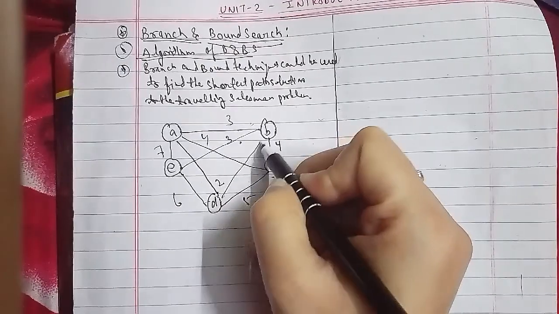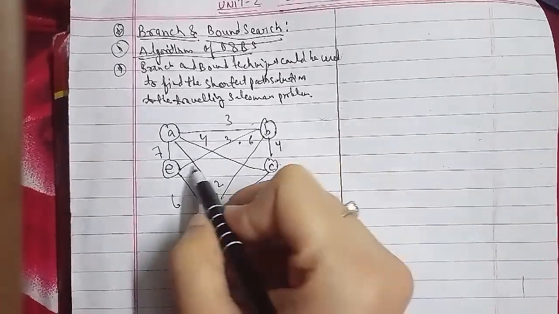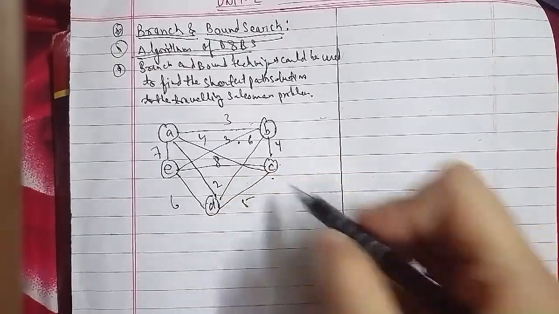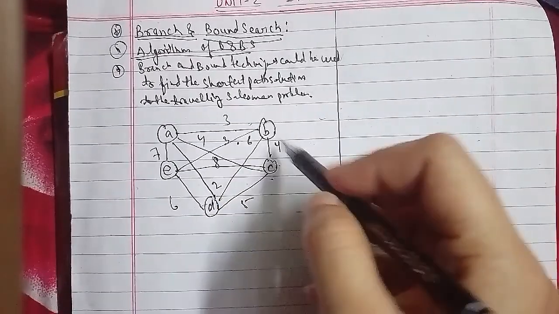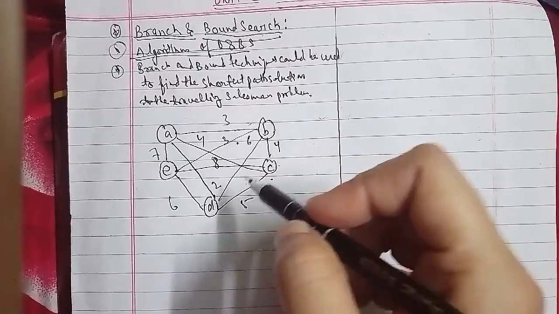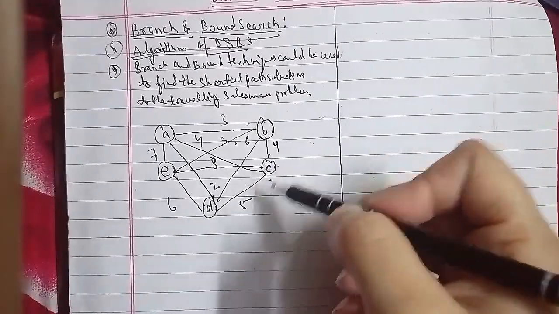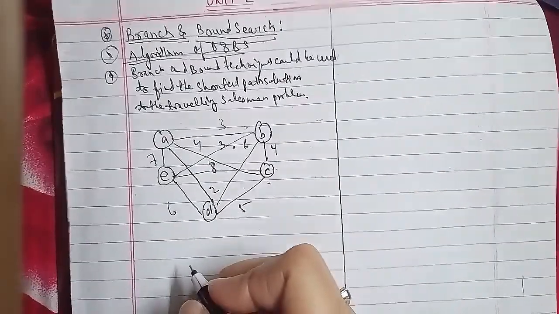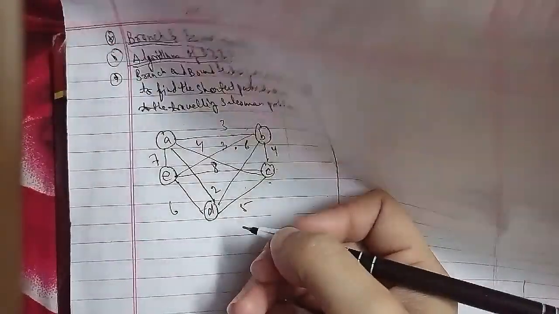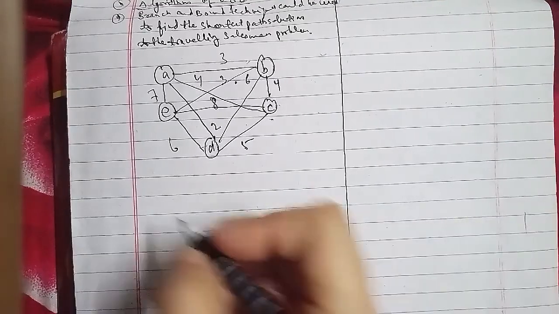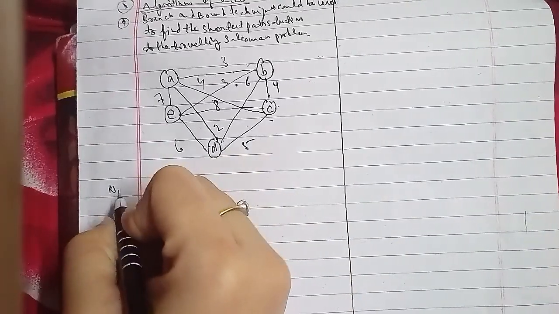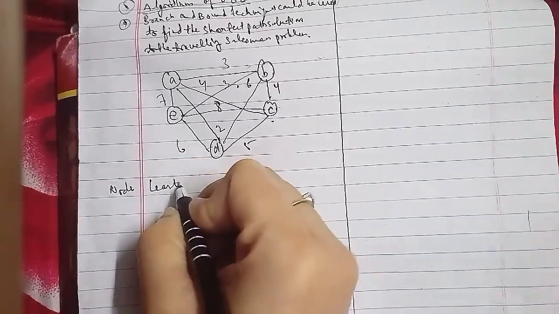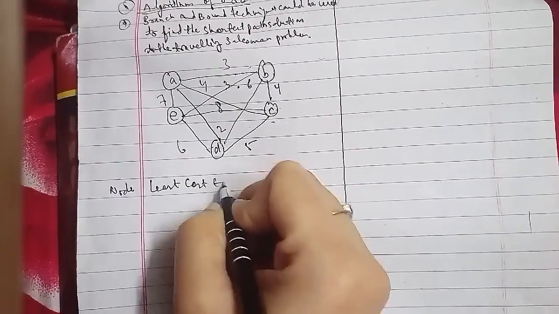Here we will have the node, the least cost edges, and the total cost. So we have 5 nodes: A, B, C, D, E. These were the nodes. Other than that, what are the least cost edges, and what is the total cost?